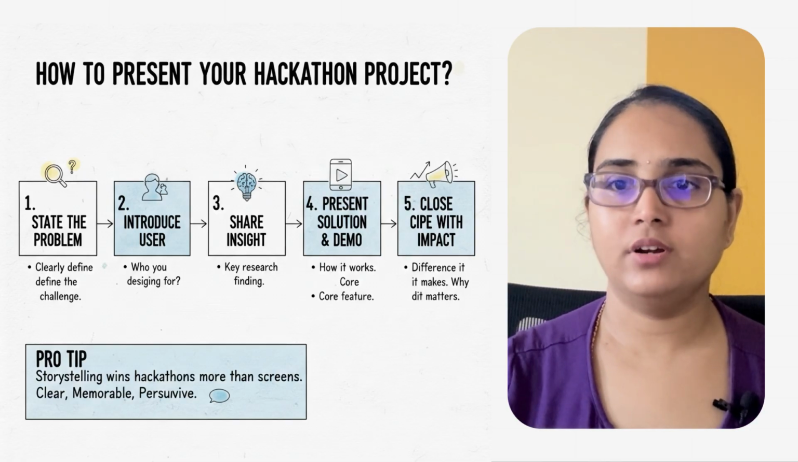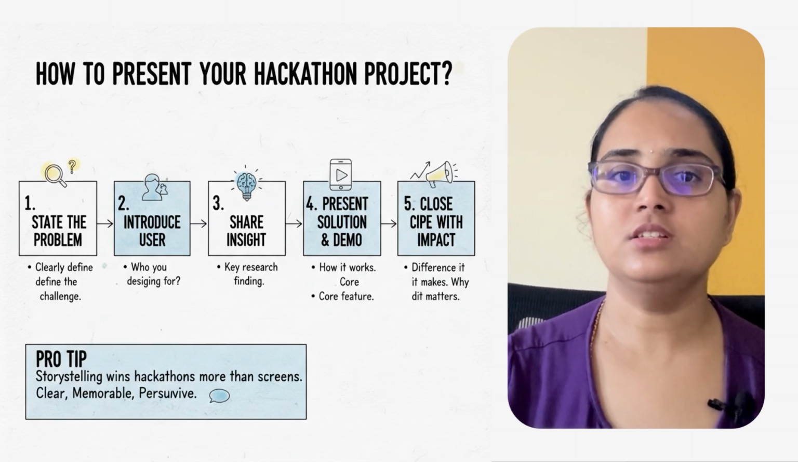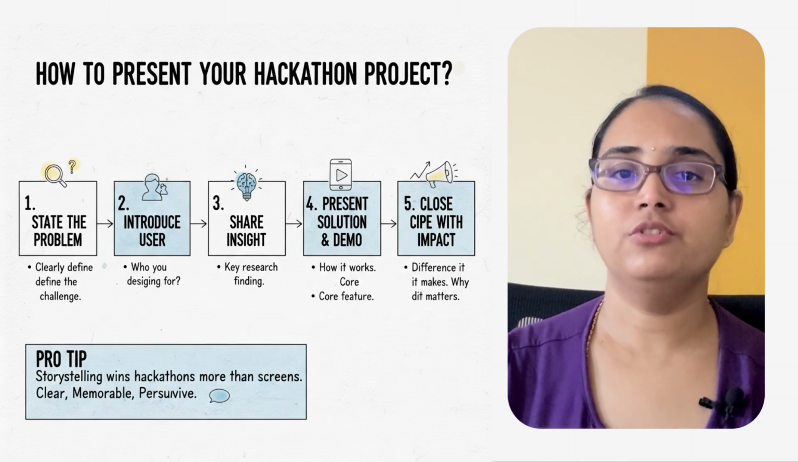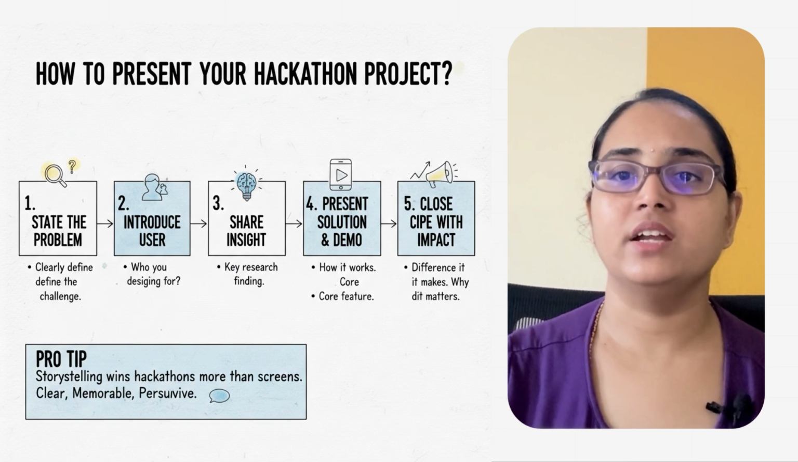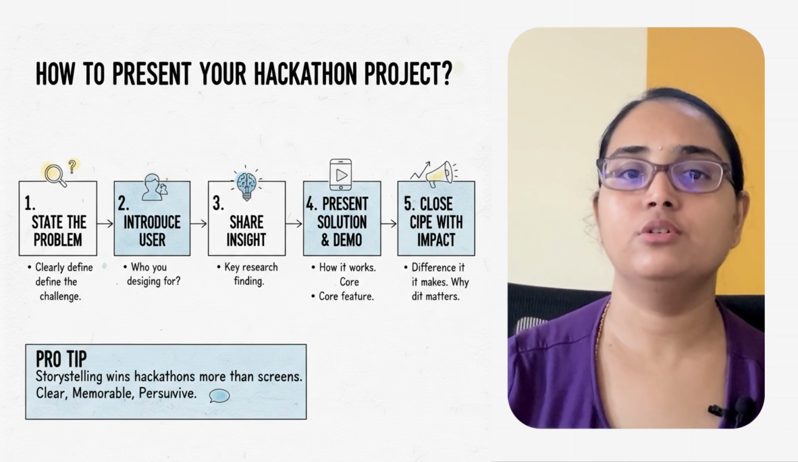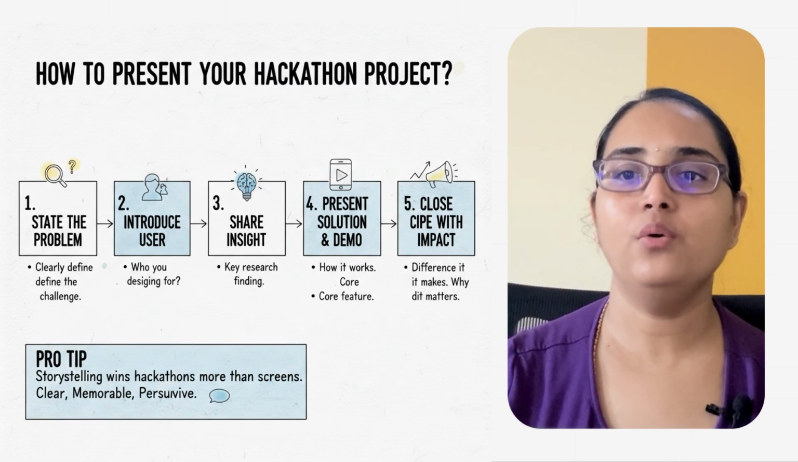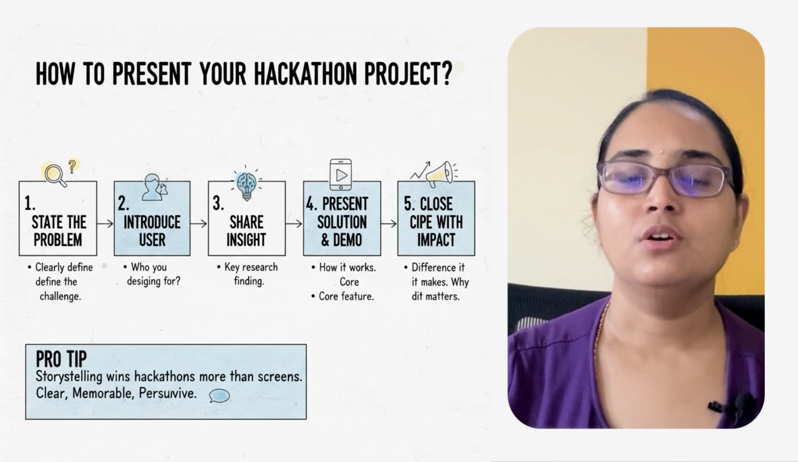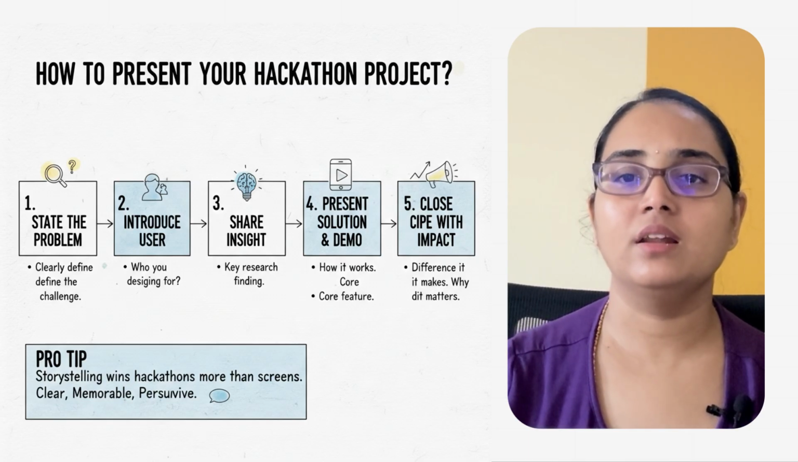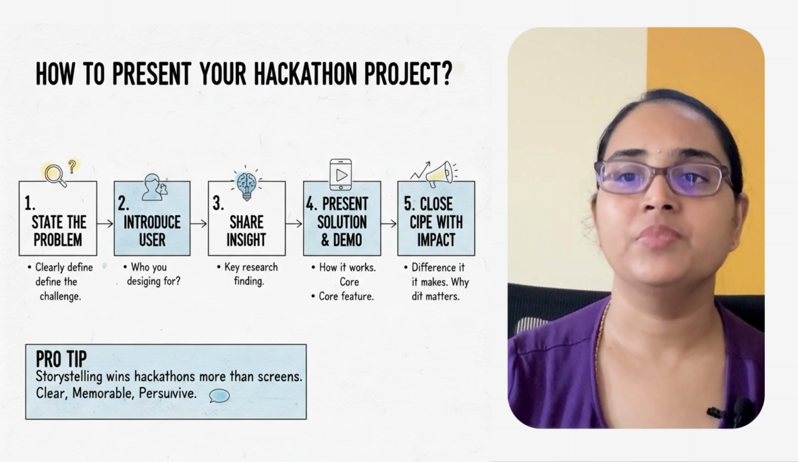Then introduce your target users so judges understand who you are designing for. Share a key research insight that validates the problem and shows you have done your homework. Next, present your solution and how it addresses the user's need, followed by a focused demo that highlights your core feature in action. Finally, close with the impact explanation, what difference your solution makes and why it matters. This structure keeps your presentation clear, memorable, and persuasive.